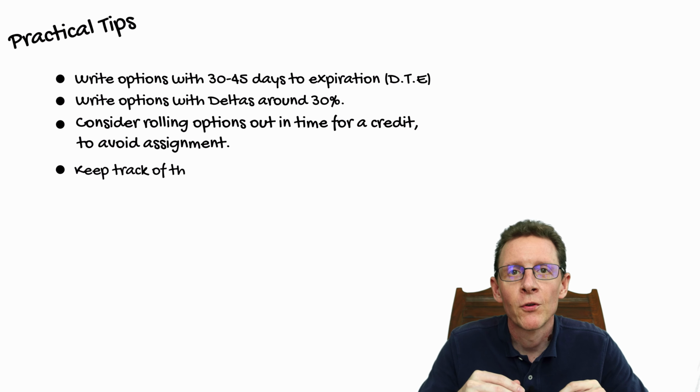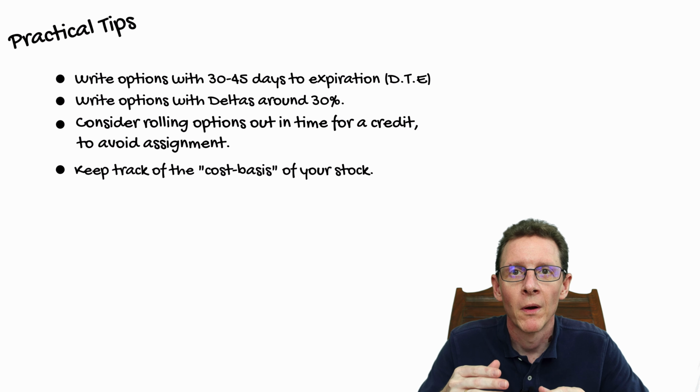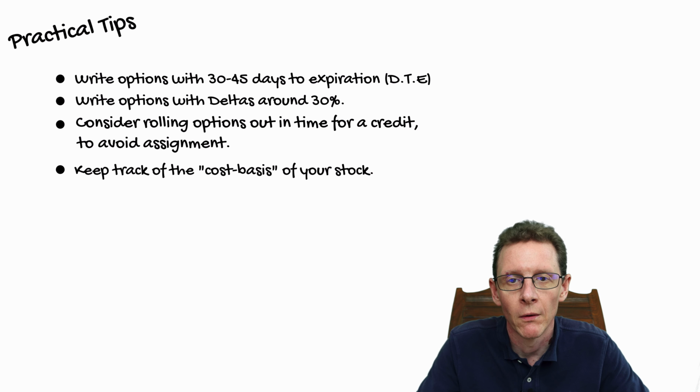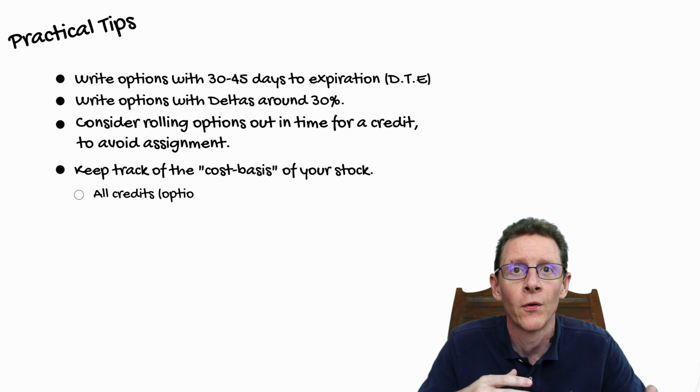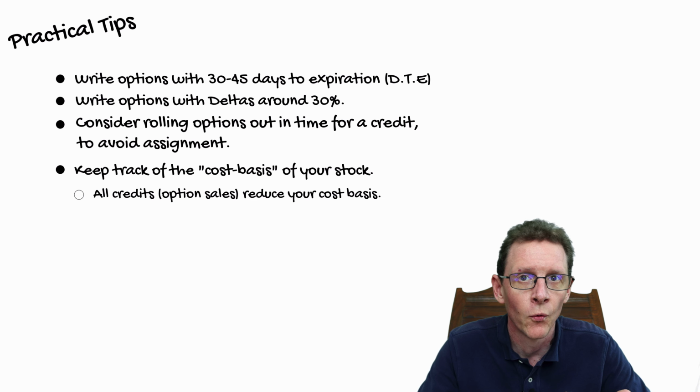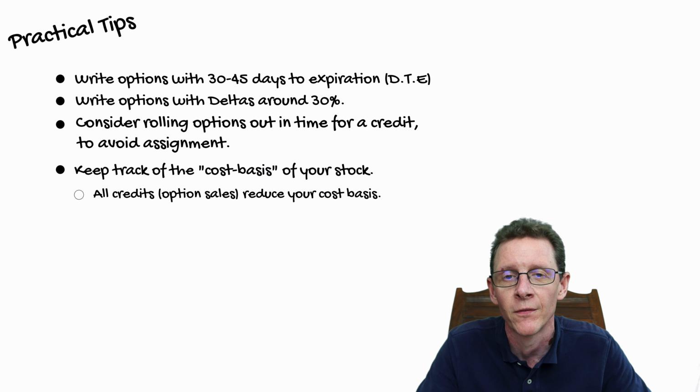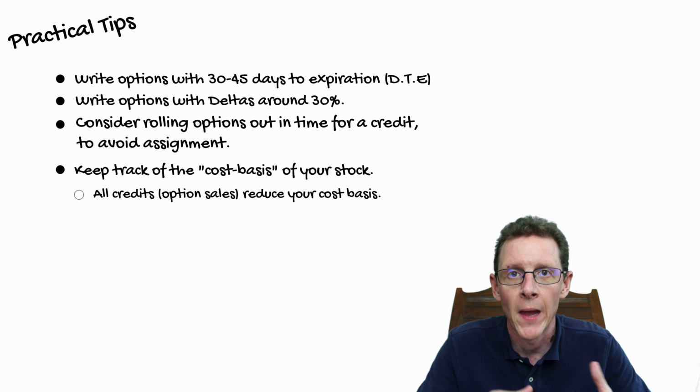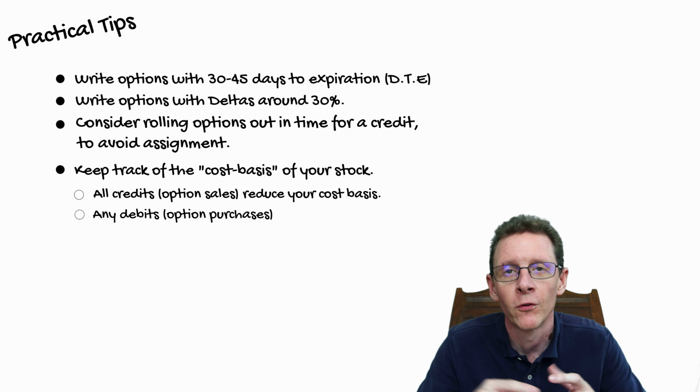Be sure to keep track of the cost basis of your stock by tracking all the debits and credits you incur over the course of the trade. All credits, whether that's the option sales, dividends, or stock being called away, all lead to cash credits to your account and a reduction in the cost basis of any stock that you are holding. Debits, on the other hand, increase this net cost basis.